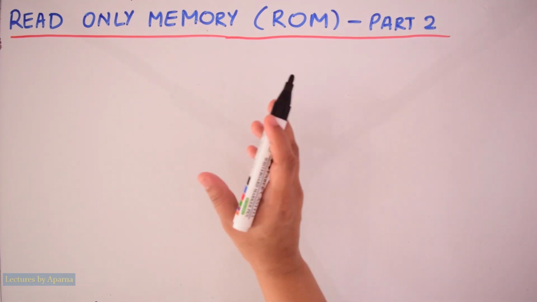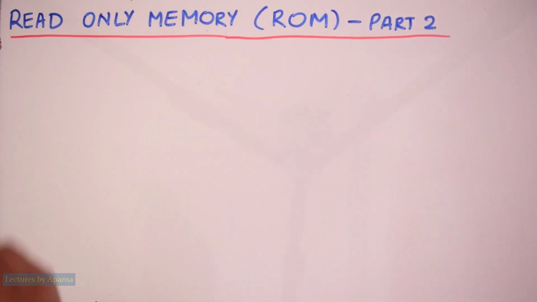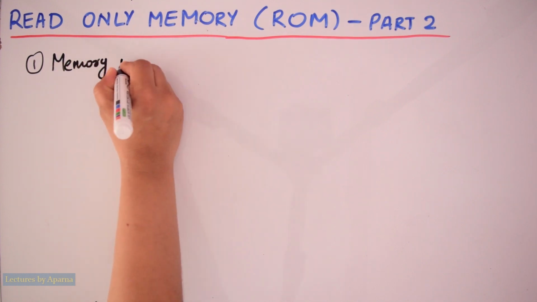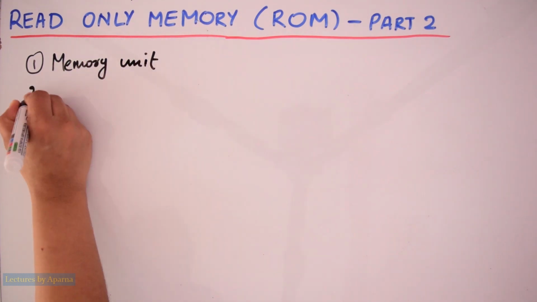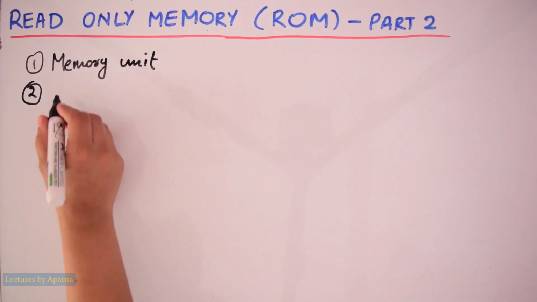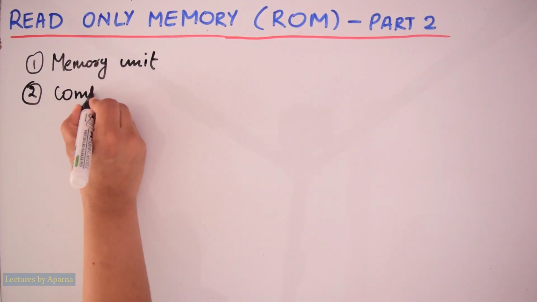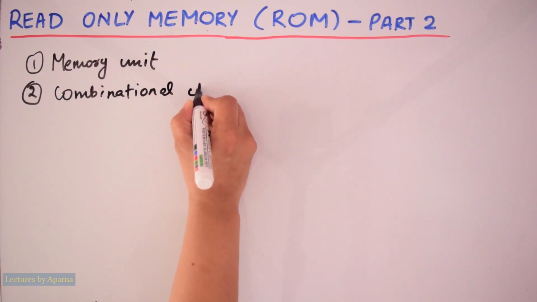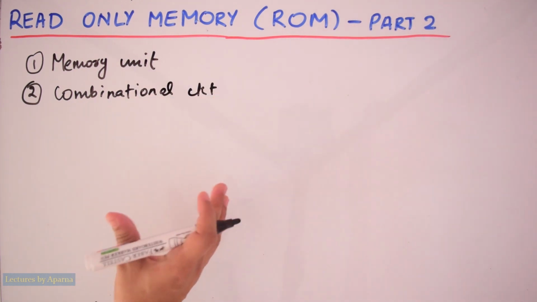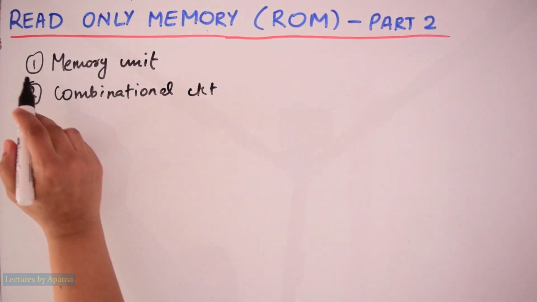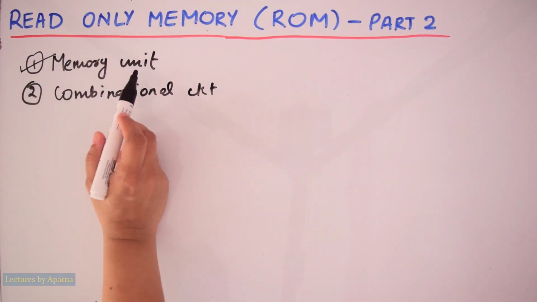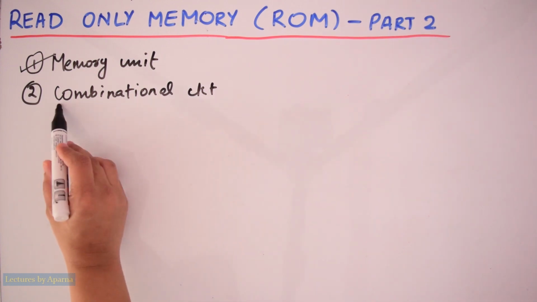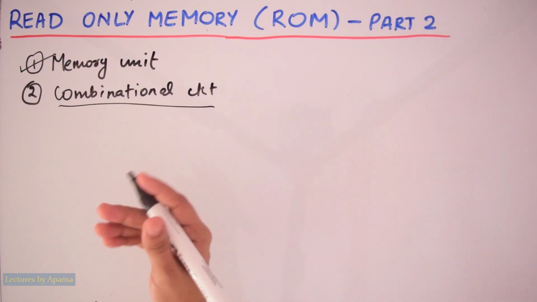A ROM can be used in two ways. One, it can be used as a memory unit. Second, it can be used to implement a combinational circuit. We have already seen how ROM acts as a memory unit in part 1 video. So today we will see how to implement a combinational circuit using ROM.